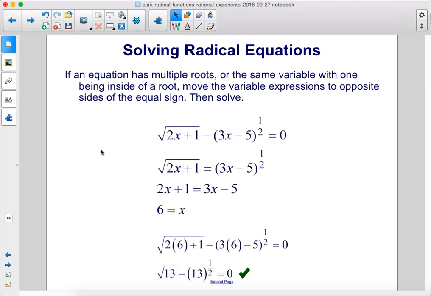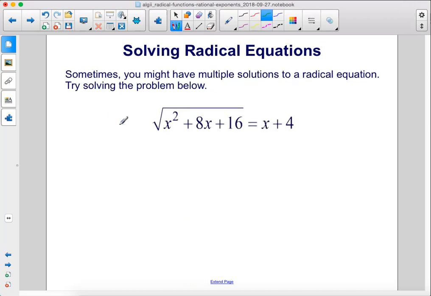If an equation has multiple roots, or the same variable with one being inside of a root, move the variable expressions to opposite sides of the equal sign, then solve. So here we have an x in this radical, but we also have an x over here in this radical. So we put them on either side of the equation, and then in this case, we would square both sides because they're both the square root, and then we can solve. And then we just check our answer like we did before.